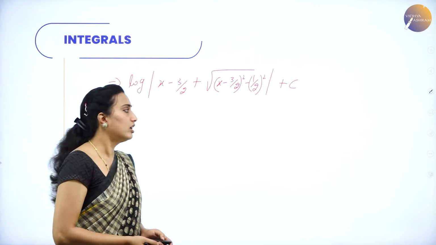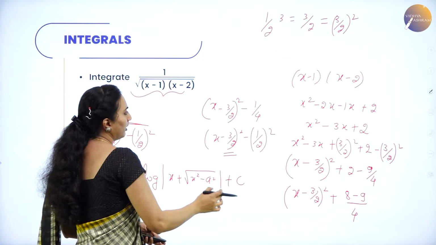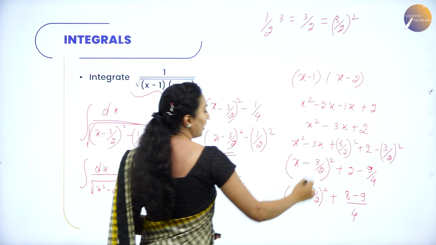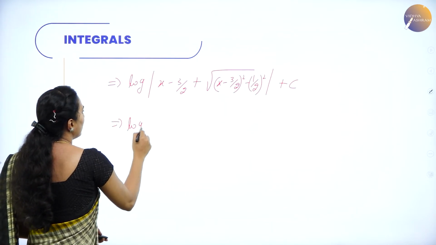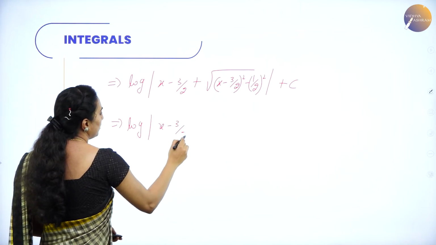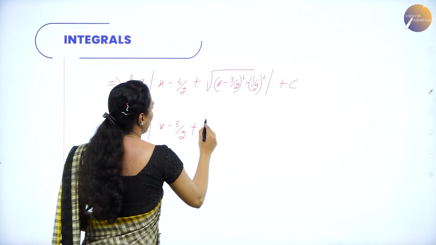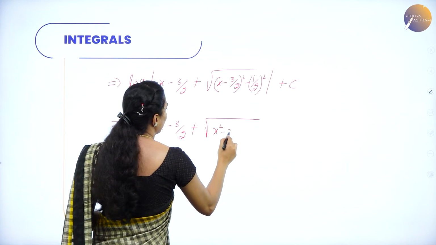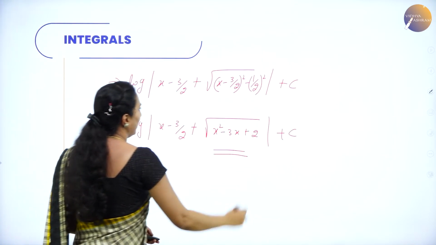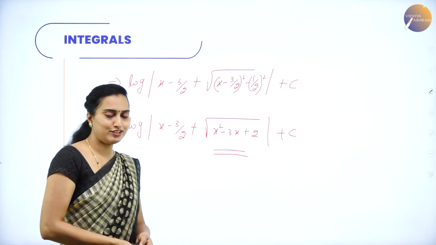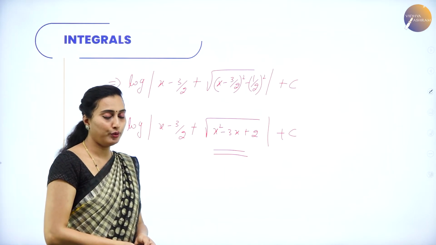Now dear students, if you reduce this in the form of that, you are getting the same answer, x squared minus 3x plus 2. Therefore, you can write log of modulus of (x minus 3 by 2) plus under the root of x squared minus 3x plus 2, plus c. And this is your final answer. You are going to get it as this. I hope you got this one.